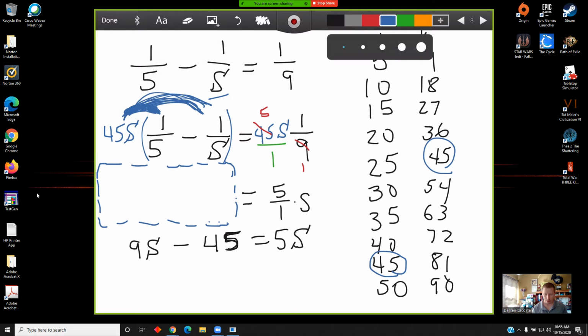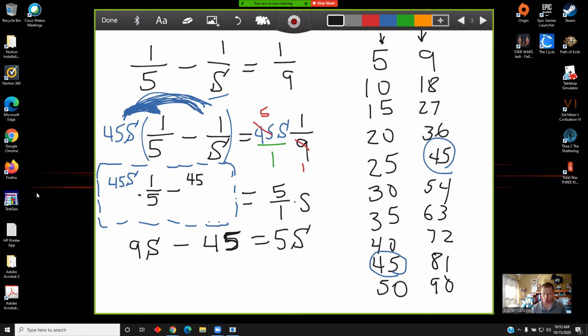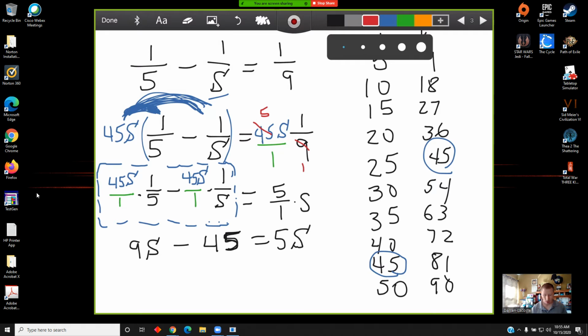So when the 45s gets distributed to the 1/5, the way we think about this is the 45s is also going to be distributed to the 1 over s. Okay, both of these 45s can be written as over 1. And then the 45 divided by the 5 becomes 9 over 1. The s cancels with the s to become a 1 over 1.